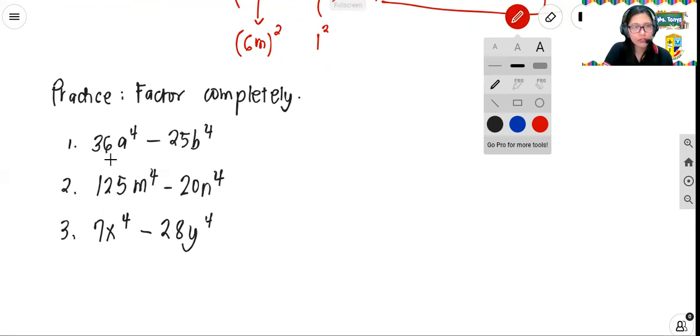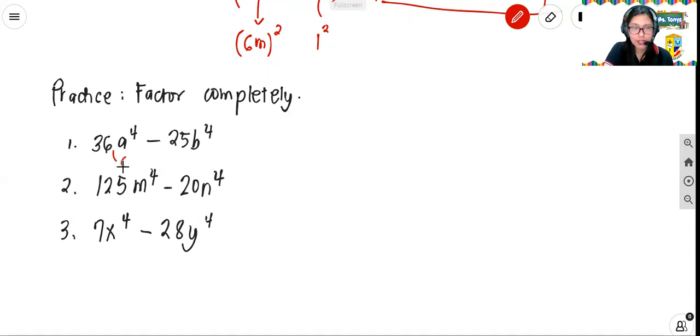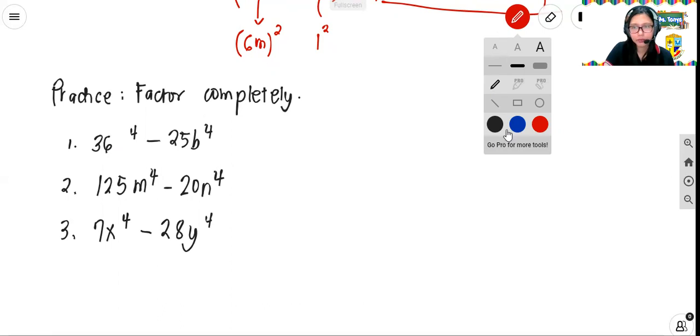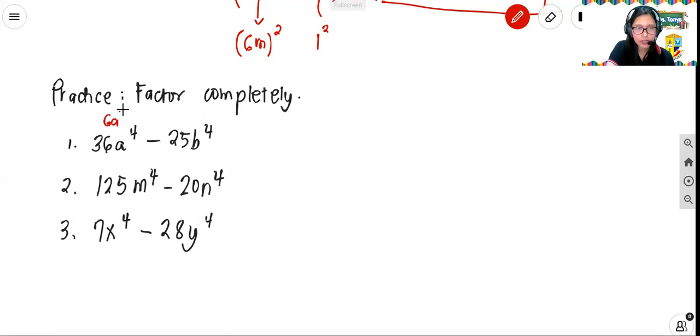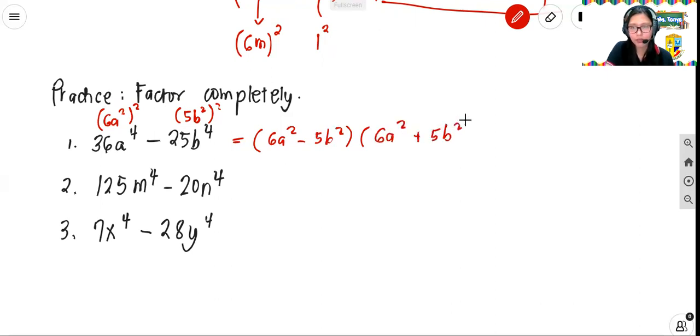So 36a to the fourth, I can express this as (6a squared) squared. And this one, 25b to the fourth, as (5b squared) squared. Right? So the factors would be 6a squared minus 5b squared and 6a squared plus 5b squared. Remember the law of exponents? When an exponent is raised to another exponent, it multiplies.